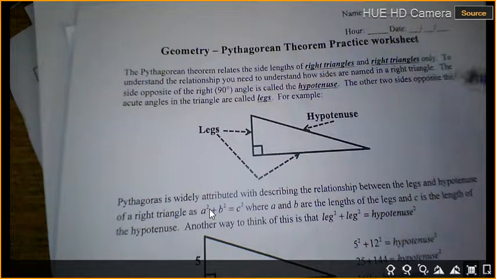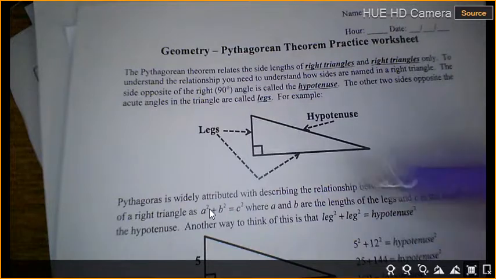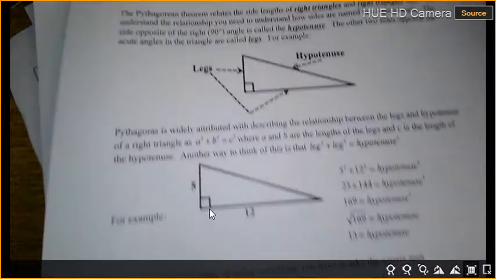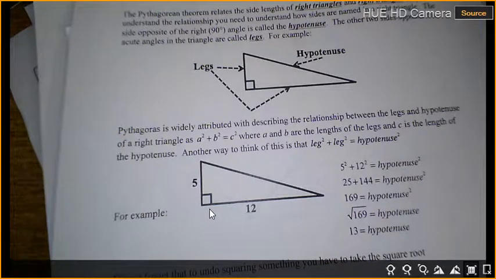The side opposite of the right 90-degree angle is called the hypotenuse. The other sides, opposite the acute angles in the triangle, are called the legs. For example, these are legs. This is the hypotenuse. Pythagorean theorem is widely attributed with describing the relationship between the legs and hypotenuse of a right triangle as a squared plus b squared equals c squared, where a and b are lengths of the legs and c is the length of the hypotenuse.